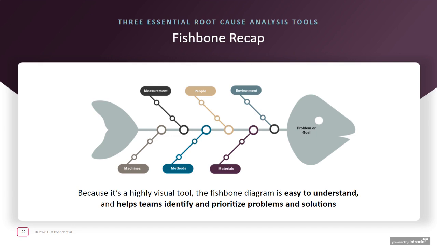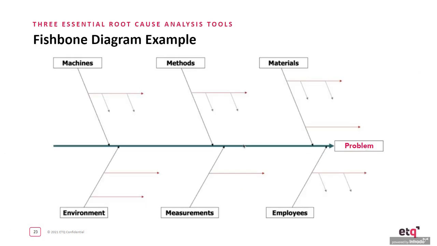While the 6 general categories listed in this slide are most frequently used in manufacturing, other problems in other industries may require different categories. Marketing organizations sometimes use the 7 Ps approach, or product, price, place, promotion, people, positioning, and packaging. So you can really determine the best categories for your own situation. Because it's a highly visual tool, the fishbone diagram is easy to understand, and it helps people identify and prioritize problems and solutions. So next, we actually have an example of a fishbone issue.